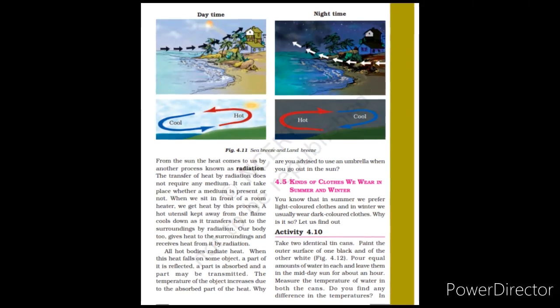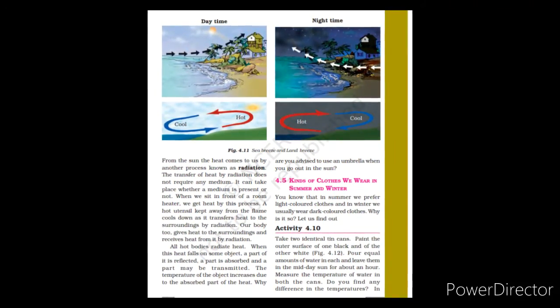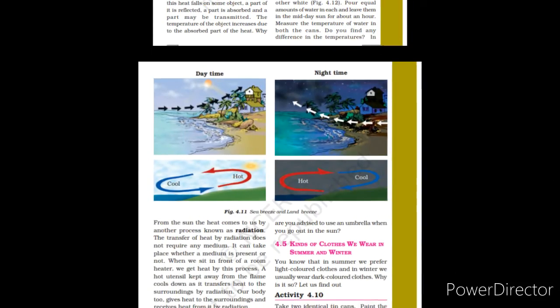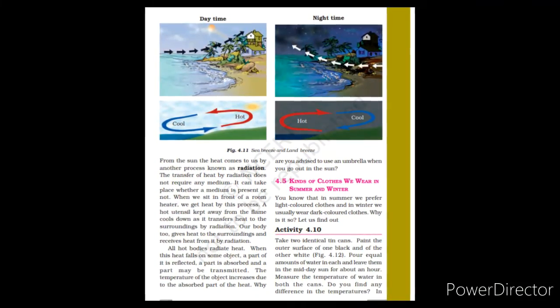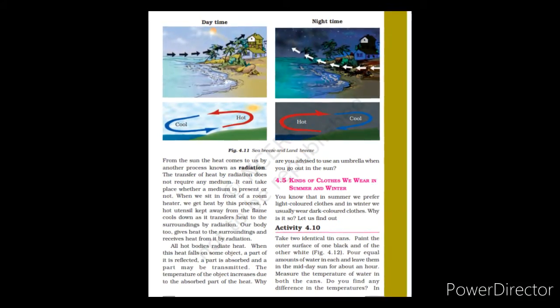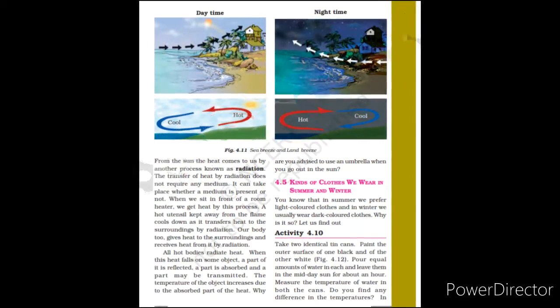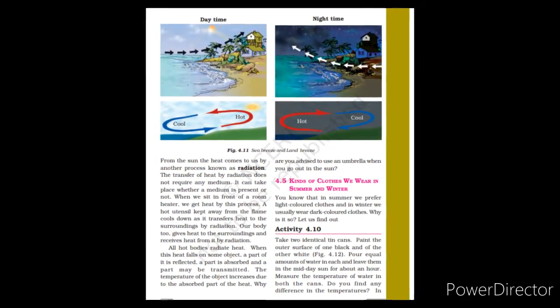A hot utensil kept away from the flame cools down as it transfers heat to the surroundings by radiation. Our body too gives heat to the surroundings and receives heat from it by radiation. All hot bodies radiate heat. When this heat falls on some object, a part of it is reflected, a part is absorbed, and a part may be transmitted. The temperature of the object increases due to the absorbed part of the heat.